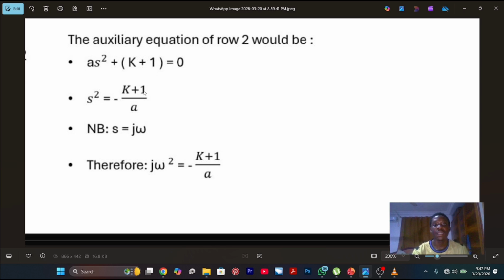So in a stable oscillating system, the roots lie exactly on the imaginary axis of the s-plane. Therefore, we will substitute s equal to j omega into the equation. Therefore, we will have j omega squared equals minus k plus 1 all over a. The auxiliary equation acts as a bridge, and it takes the boundary condition from the routh table and links it to the physical frequency omega of the system's movement. Thank you.